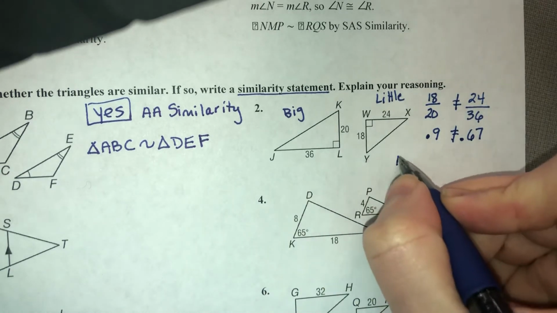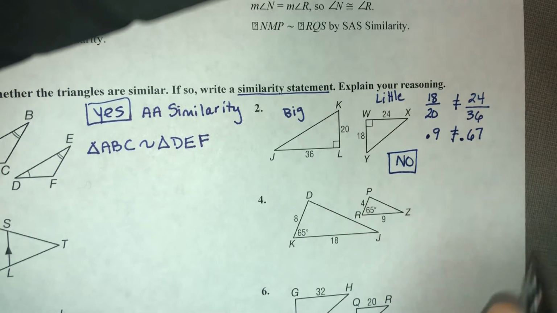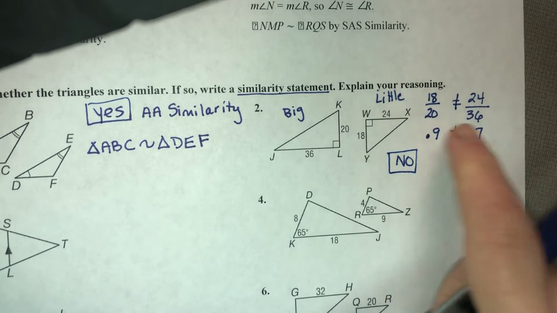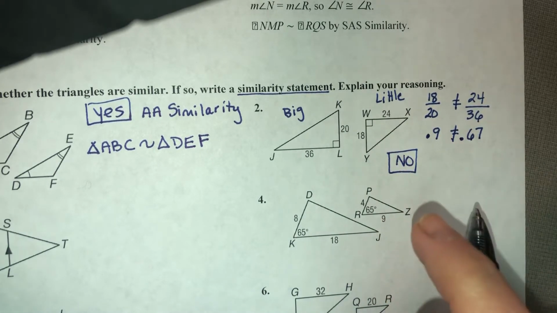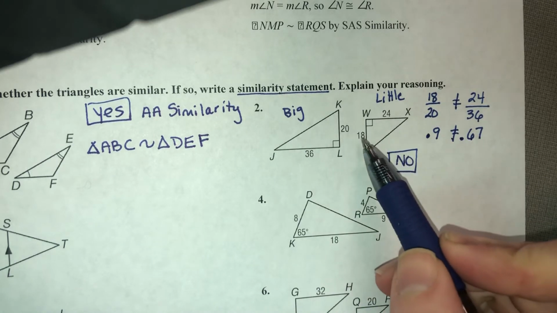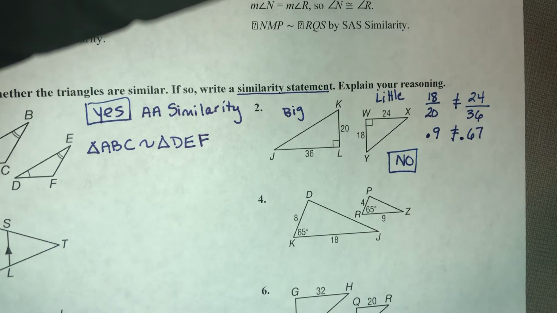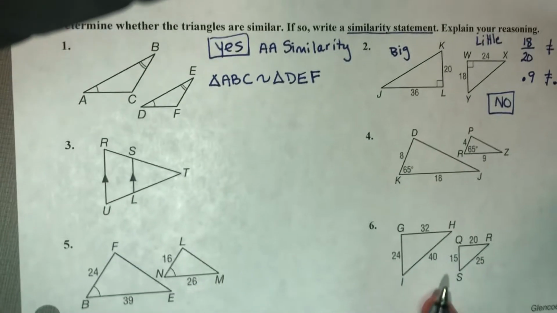So these are not similar triangles. These fractions have to be equal. If they would have been equal, we could have used the SAS similarity, side angle side, side angle side. But since they are not proportional, these triangles are not similar. All right, let's look at number 3.